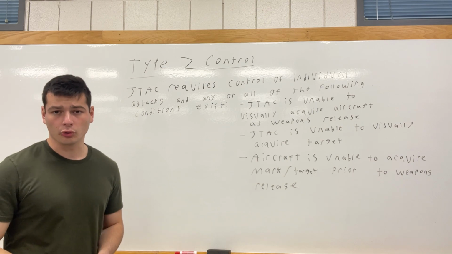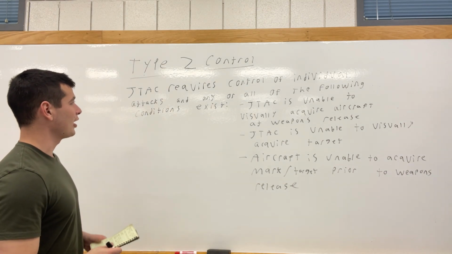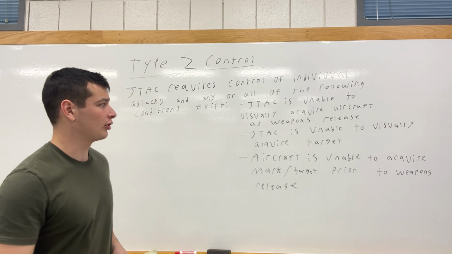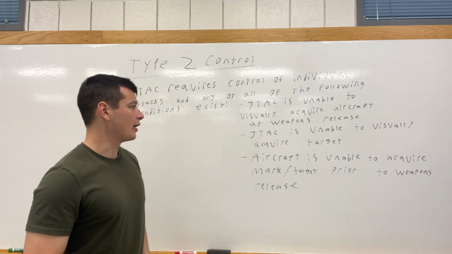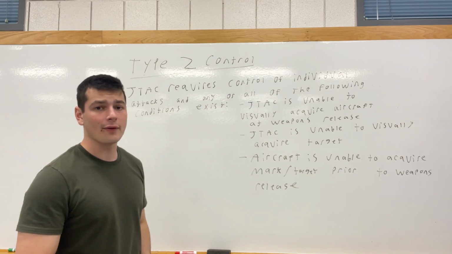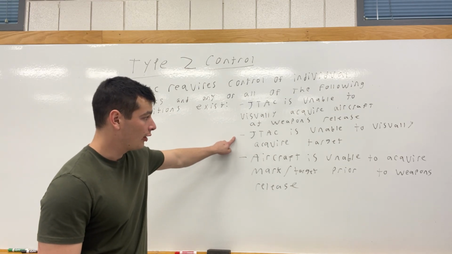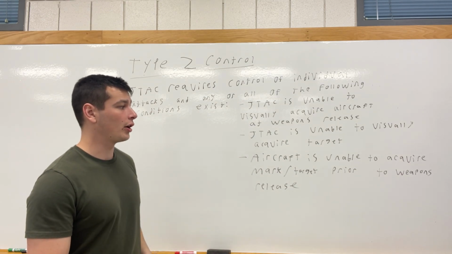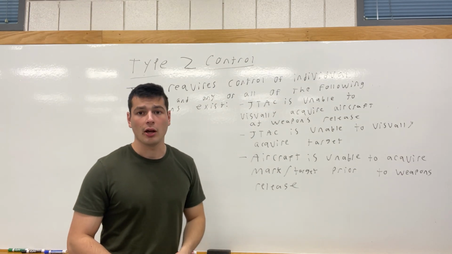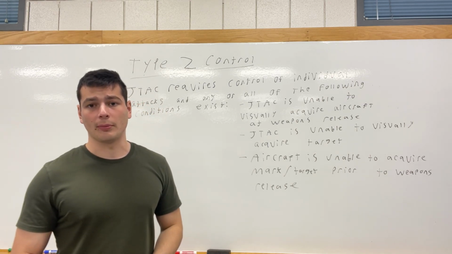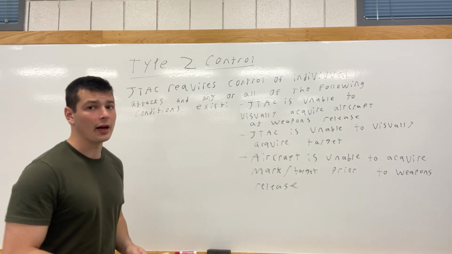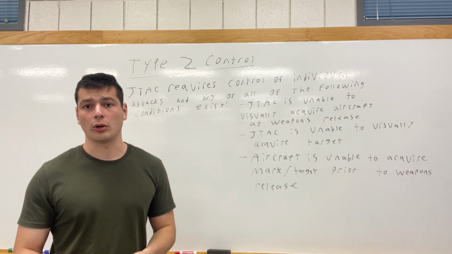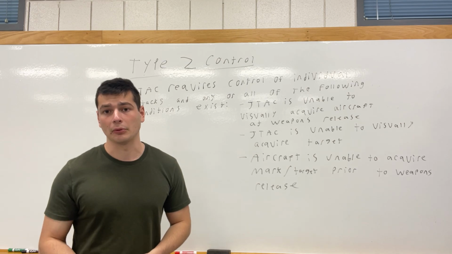Type 2 control is a situation where the JTAC requires control of individual attacks and any or all of the following conditions exist. 1, the JTAC is unable to visually acquire the attacking aircraft at weapons release. 2, the JTAC is unable to visually acquire the target. Or 3, the aircraft is unable to visually acquire the mark or target prior to weapons release. And some examples of where this might come into play are night attacks, inclement weather, or working with aircraft that are flying at extremely high altitudes where the JTAC might not be able to see them.